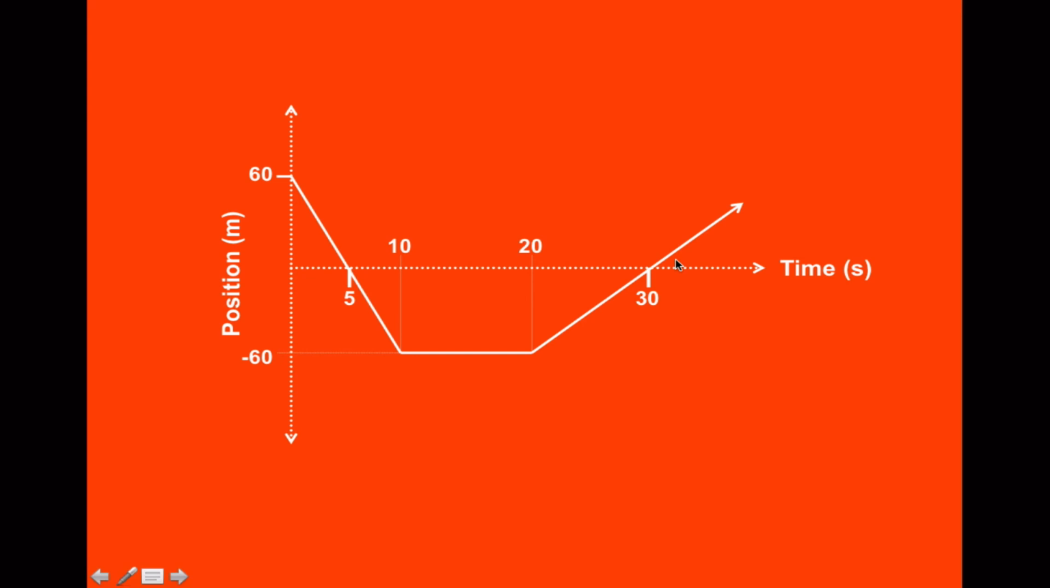And then here, just be careful, from 20 seconds onward, this is a span of 10 seconds, from 20 to 30. I'm not going to worry about what goes on up here because I don't know what any of those numbers are. I'm only given a few points on this graph. So it goes up 60 in 10 seconds. 60 over 10 is 6. So we find our slopes are negative 12, 0, and 6, respectively.